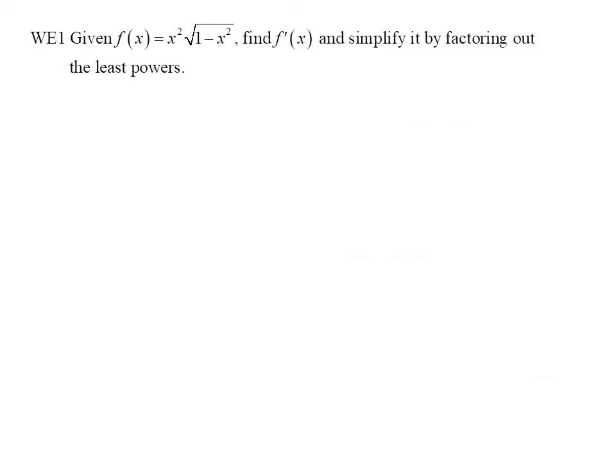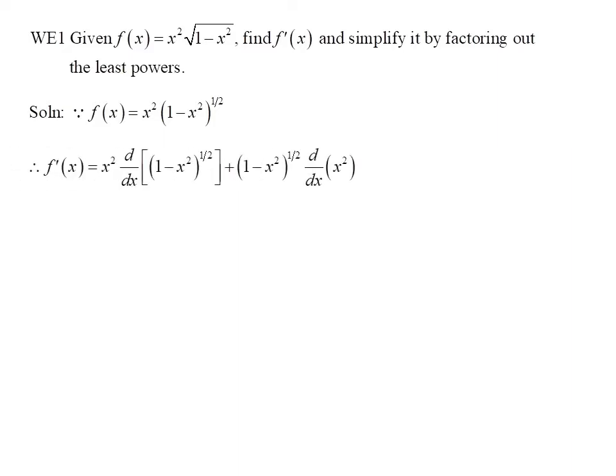Here, example 1 is to find the derivative function of f of x, which equals x squared multiplied by the square root of 1 minus x squared. We start by rewriting the function f of x as x squared times (1 minus x squared) to the power of 1 over 2.